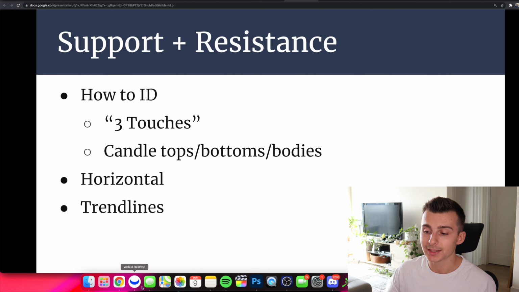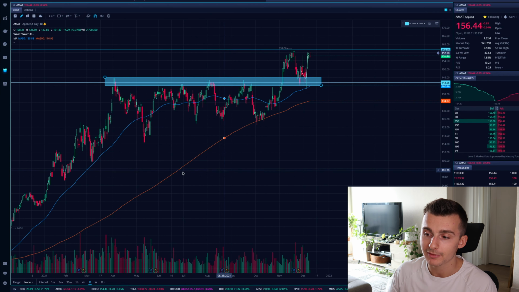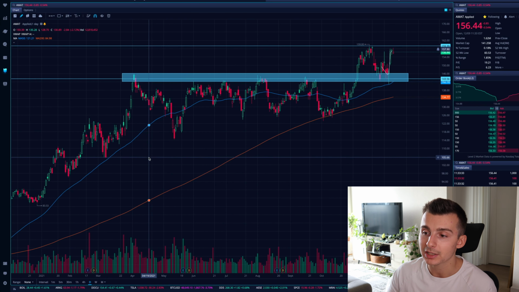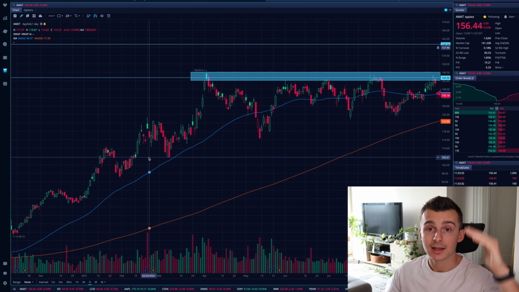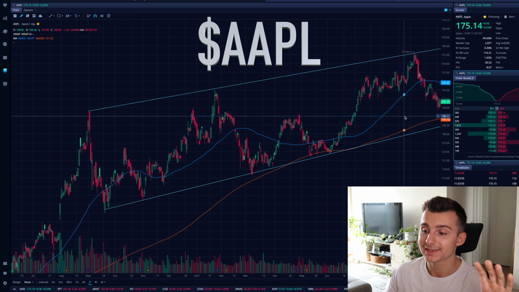Quick note on trend lines. I like to use the same exact thing, the 3-touch technique. So what I'm looking for in a trend line is for a stock to be able to touch 3 points, okay? I can use a trend line on the top of candles as resistance, or I can use it as support. So here's a quick example on Apple.